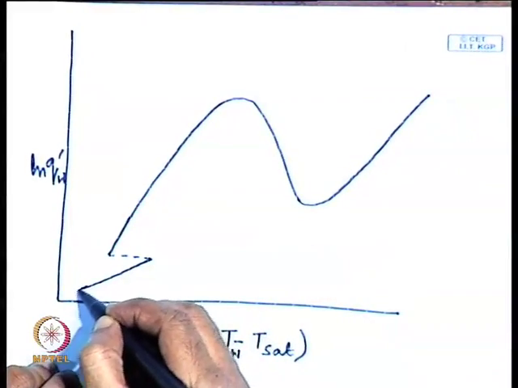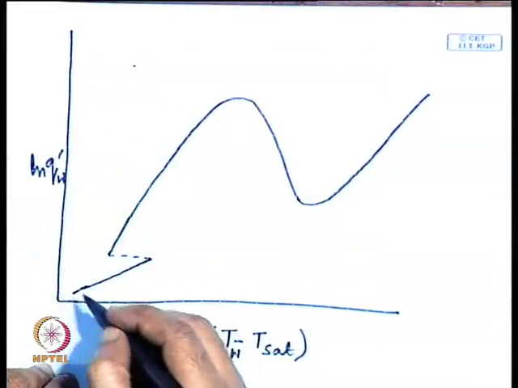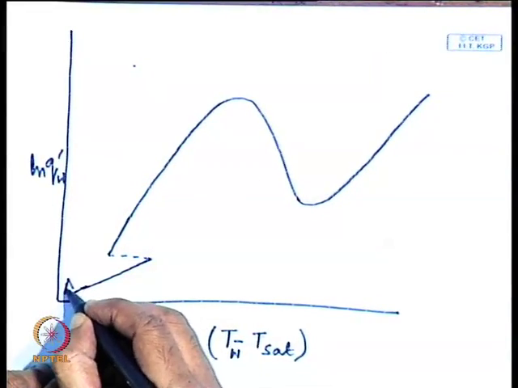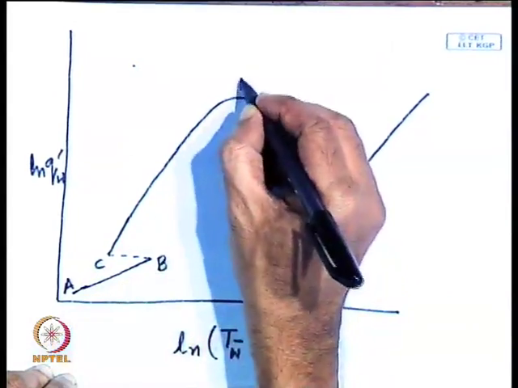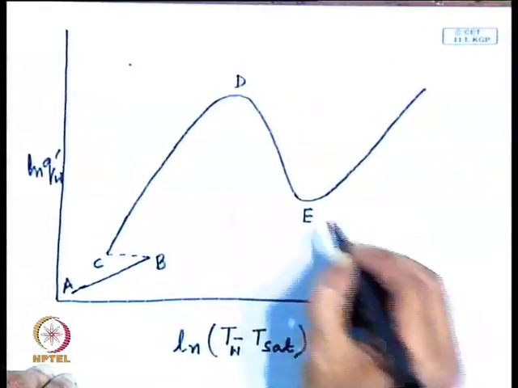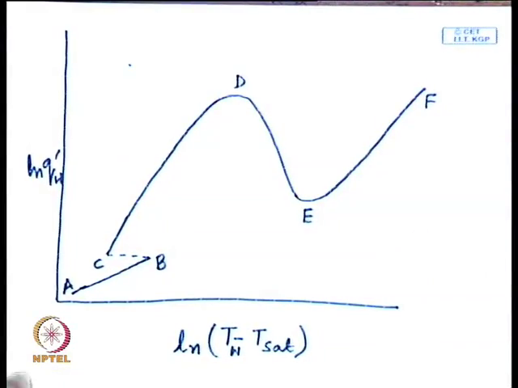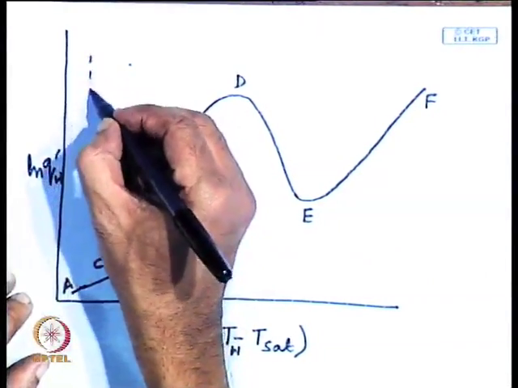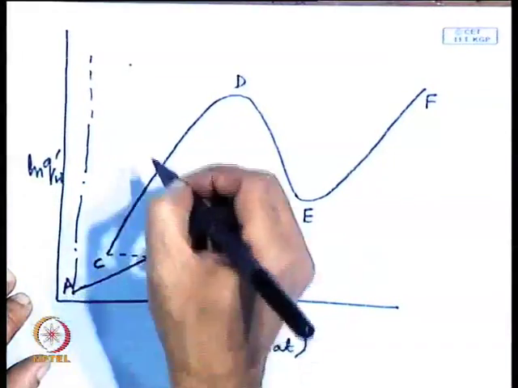So, this curve has got different regimes. Let us give some name. Let us say this is A, B, C, D, E, F. So, the different regimes of these curves, let us also give some name to these different regimes.